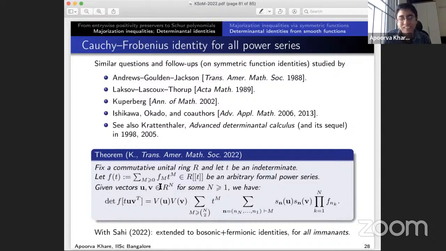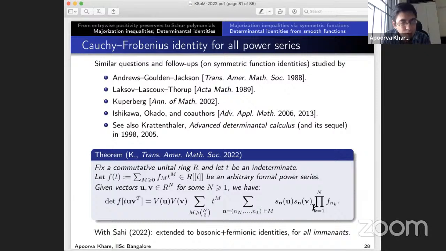Given any 2 vectors in R to the n, we have this determinant, the Vandermondes come outside. The first few derivatives are 0, just like what Loewner showed. And beyond n choose 2, here is the coefficient for every single power. And yeah, this calculation by Loewner and these Schur polynomial identities really lead to connections between positivity preservers, majorization, and now the symmetric function identities which have been studied for quite a long time.